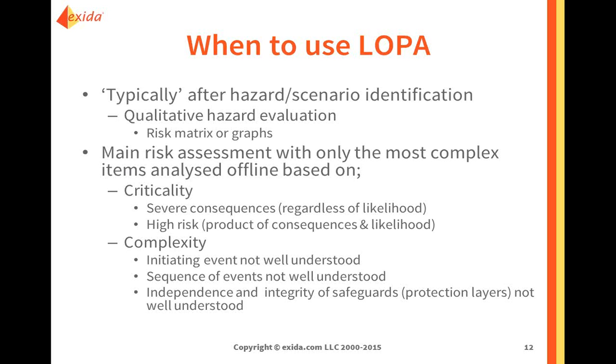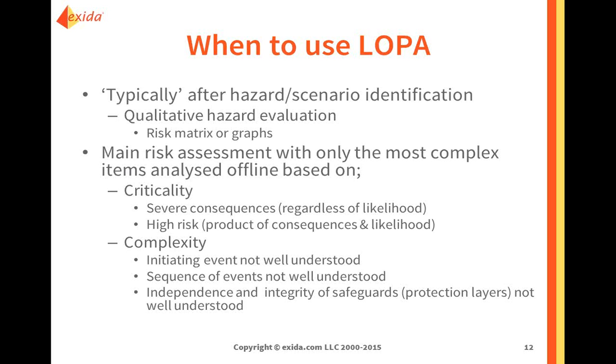On the other hand, there may be some scenarios where you say, well, that may happen a couple of times in the life of the plant, and you know what, if it happens, we're really going to hurt somebody. And we want to look at that in a little bit more detail so that we know what the actual frequency is of this happening a couple of times in the life of the plant. So criticality is a trigger for LOPA. When you're dealing with severe consequences, in some cases regardless of likelihood. If you are really going to hurt individuals, you may just want to look at it in a little bit more detail instead of the simple risk matrix or risk graph approach.